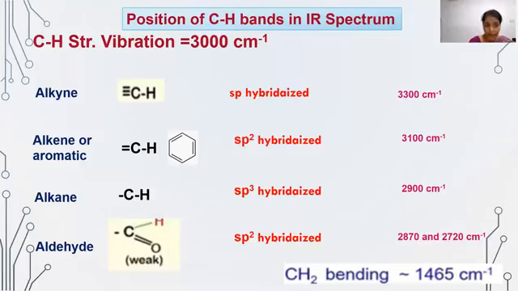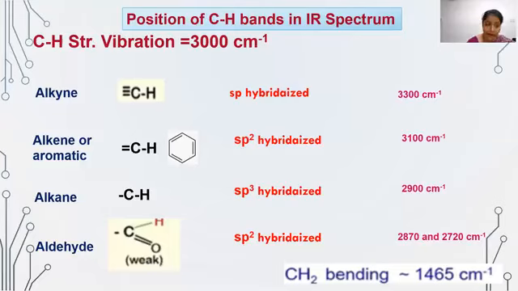So in case of alkane, alkyne and alkene, base value is 3000 centimeter inverse. Alkane shows absorption below 3000. Alkene and alkyne show absorption above 3000.